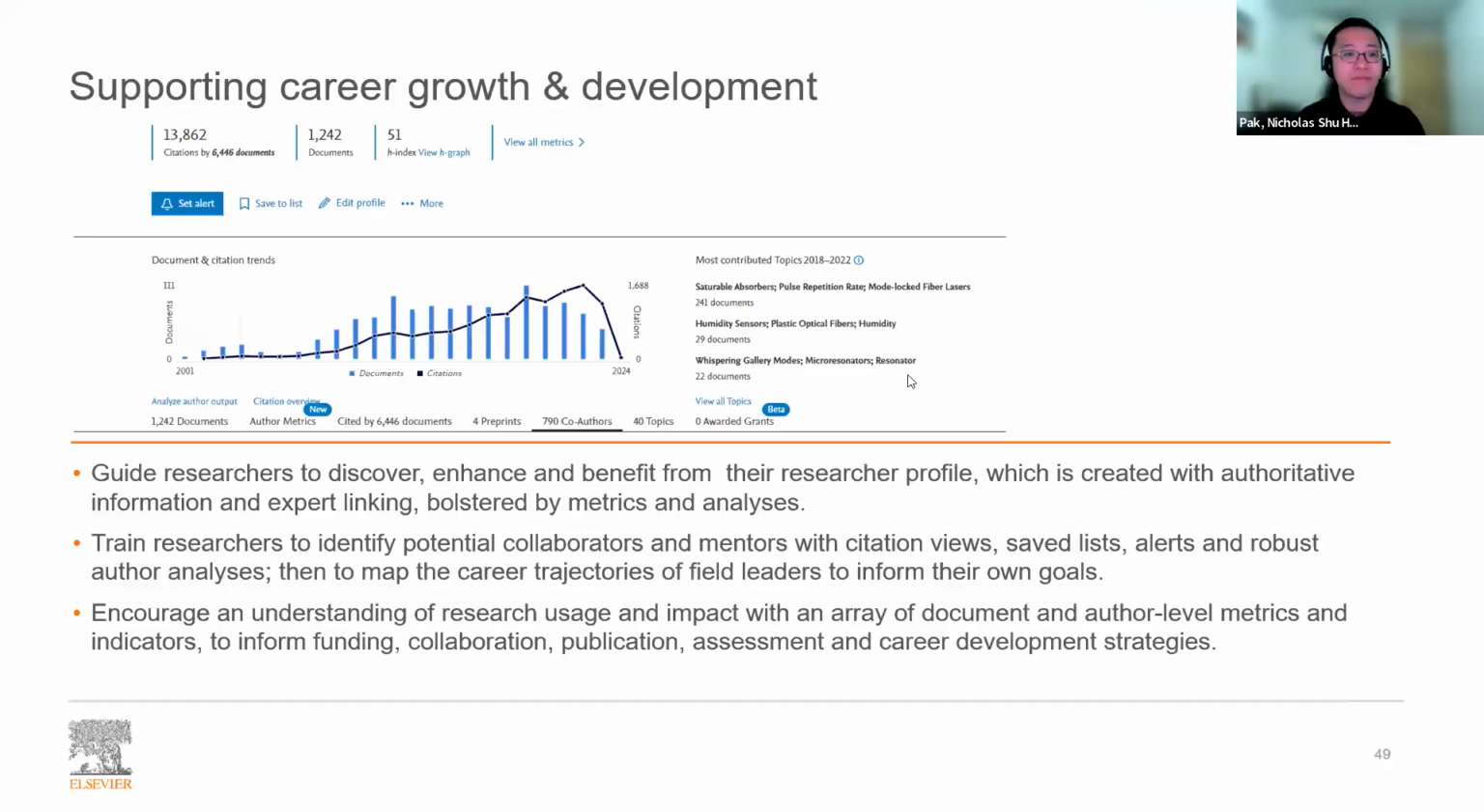Another thing that you can leverage on author profiles to do is to showcase your own career growth and your development. So what we really want to do through the author profiles is to help researchers to discover, to enhance, and to benefit from their own research profile, which is created with authoritative information and expert linking, and which is enhanced by metrics and research analysis. We also want to help researchers to identify potential collaborators and possibly mentors with their citation views, with the saved list, with the search alerts, and the author analysis.